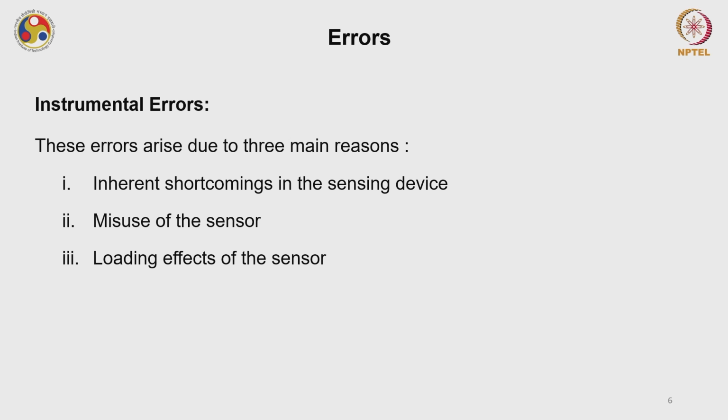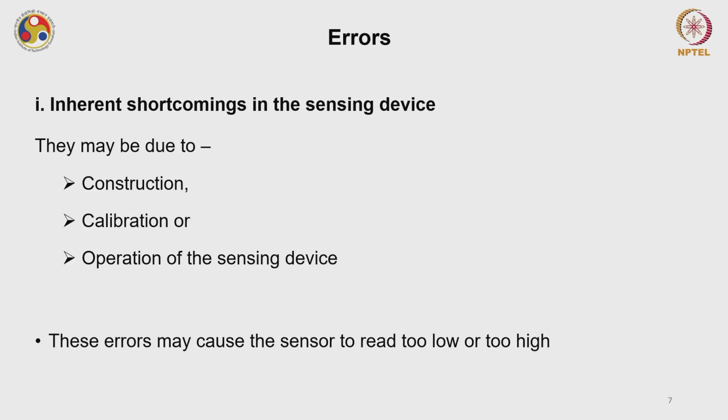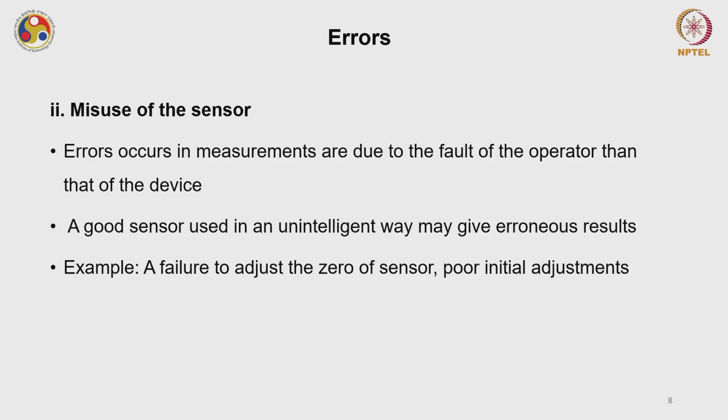This name arises from the fact that these sensors are either used as an instrument or are a part of an instrument. Let us see these causes in a little bit of detail. First is inherent shortcoming in the sensing device itself. This may be due to construction of the sensor, its calibration or operation of the sensing device. These errors can cause the sensor to read either some very low data or some very high value.